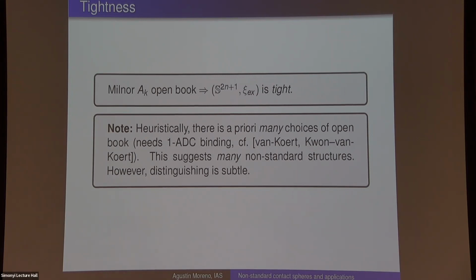It's not clear which invariant to use in order to say that if you start with different open books, then you do this, then you get different ones. But this is the heuristics. And if the dimension is high enough, then we can actually do that.